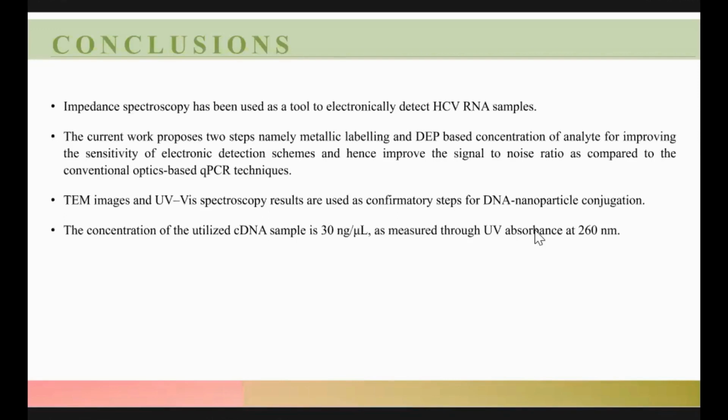We have successfully detected HCV RNA. Actually, we detected HCV DNA, which was transcribed from RNA. As of now, we have gone to a 30 nanogram per microliter concentration level, which comes to around 130 nanomolar range. We can go further down with optimization of the process parameters, as well as some additional technology which we can add to our current technology. So these are preliminary results which we have got.